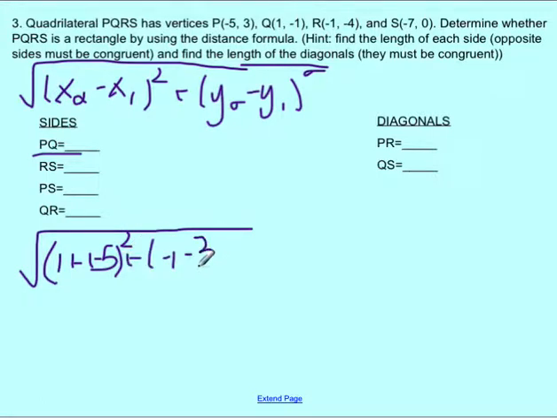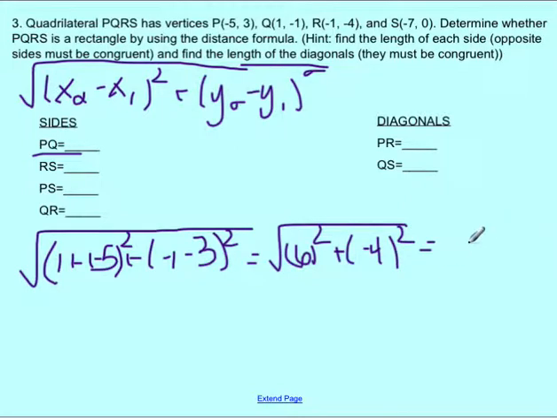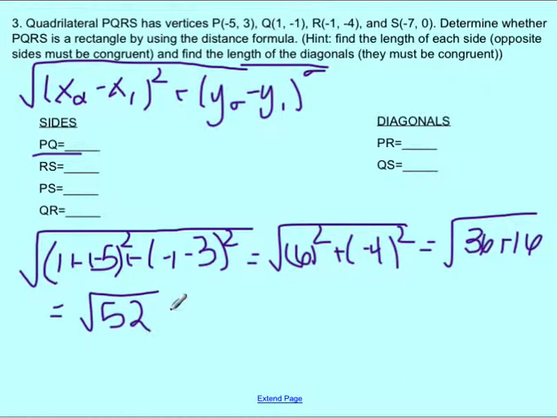y2 minus y1. So then here we're going to get 6 squared plus a negative 4 squared. Then we get 36 plus 16, and that's going to give us the square root of 52. When you take the square root of 52, you get 7.21. So 7.21 is your first side.